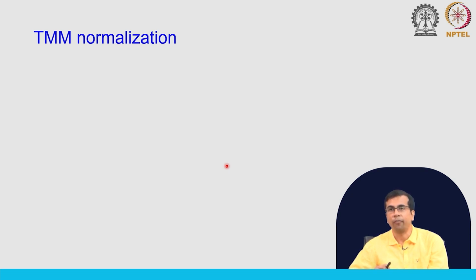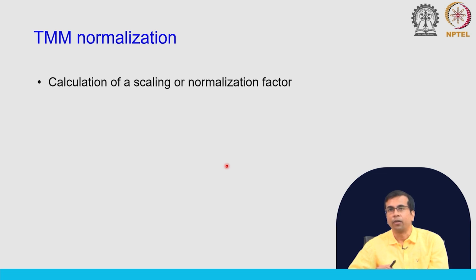Okay, so, again let us look at this. The full form is of course trimmed mean of M values, right. So, we will talk about what these M values are. This method also calculates a scaling or normalization factor, like the earlier method that we discussed.